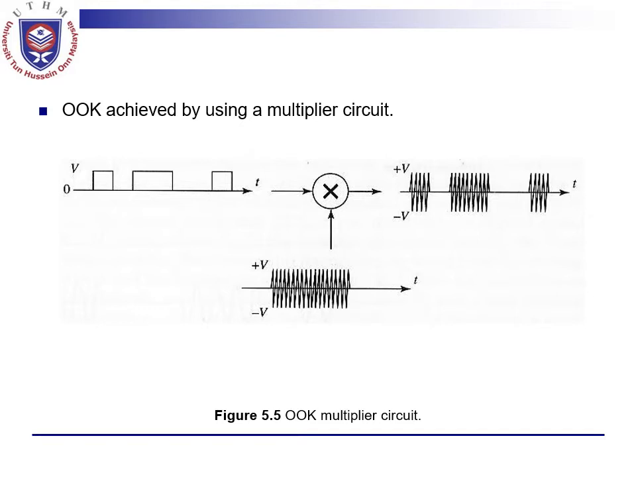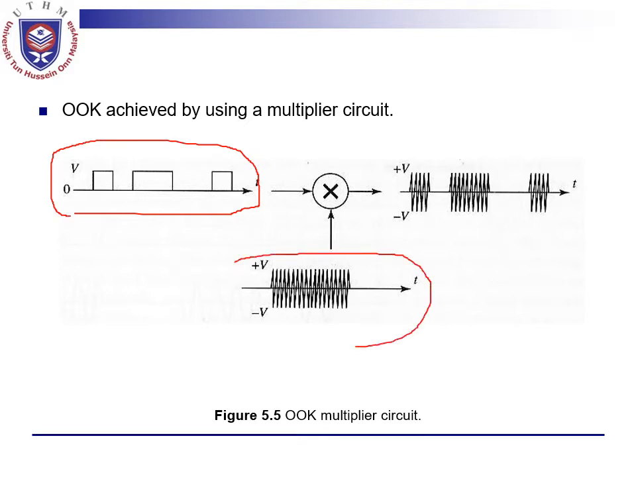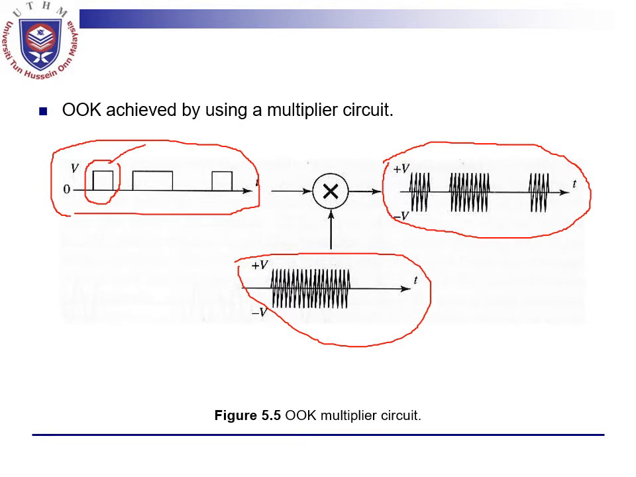This is another full example of amplitude shifting. Here we have the input signal, which is the digital signal, and we have the carrier signal, and this is the output of the modulation, which is amplitude shifting. We can see that when there is a 1 in the digital signal, there is a signal here showing the amplitude of the carrier in the output. When it is 0, there is no signal here.